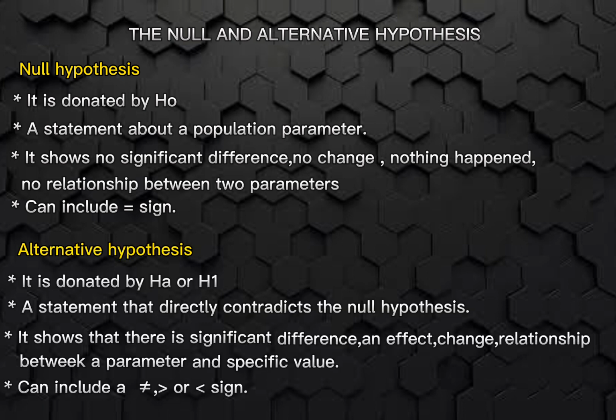Alternative hypothesis. It is denoted by H sub A or H sub 1, a statement that directly contradicts the null hypothesis. It shows that there is significant difference and effect, change, or relationship between a parameter and a specific value. Can include a non-equal, greater than, or less than sign.